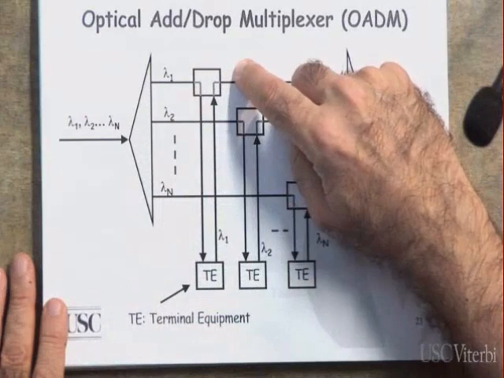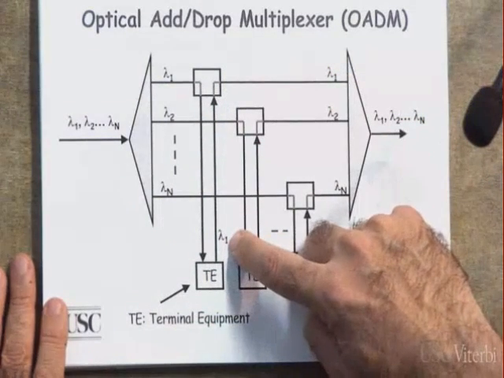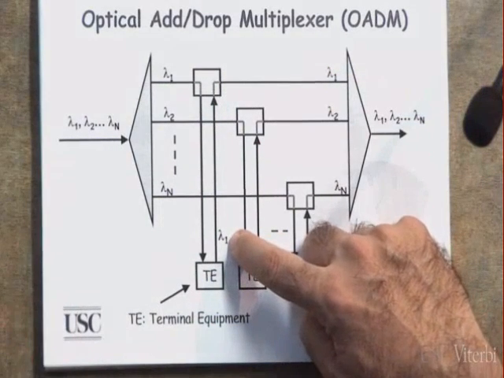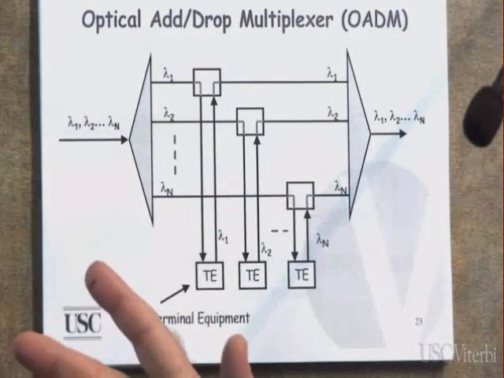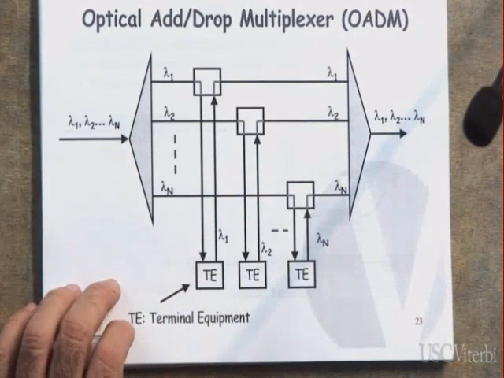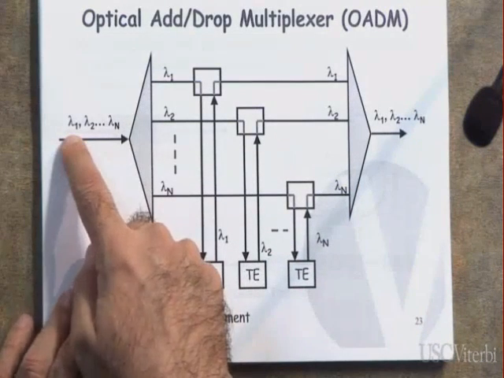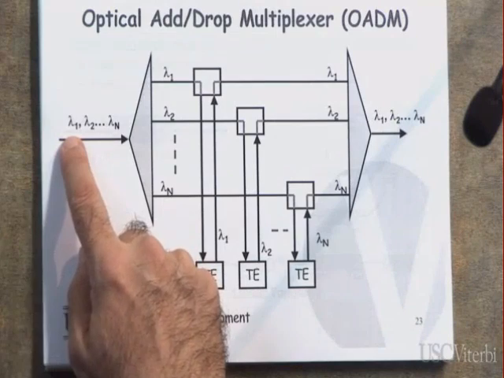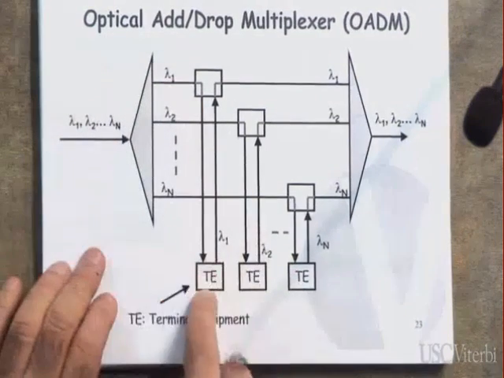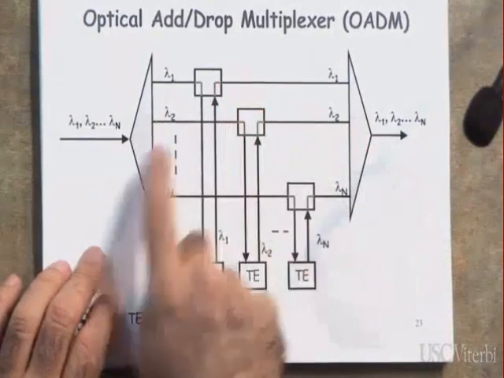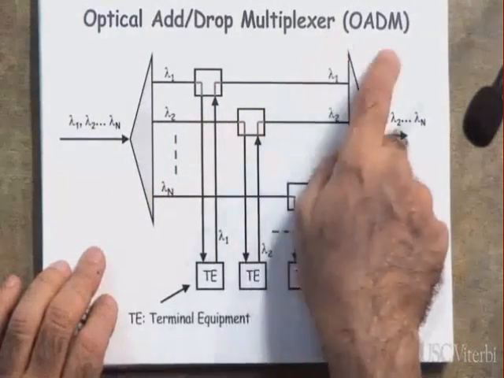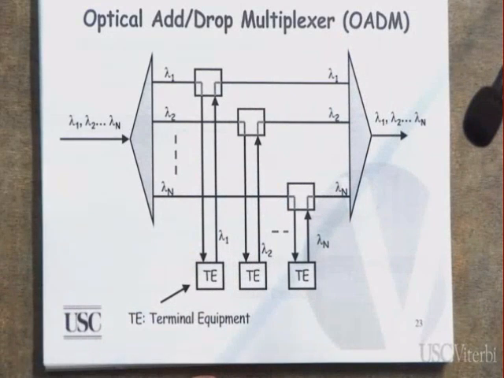And what am I going to add instead of it? Another lambda 1, but carrying different information. Where is that information coming from? From this terminal. Where did this lambda 1 come from? Somewhere else. It came from somewhere else. It got dropped in here. This one will add a lambda 1 here. Same thing with this one. We call it an optical add drop mux.